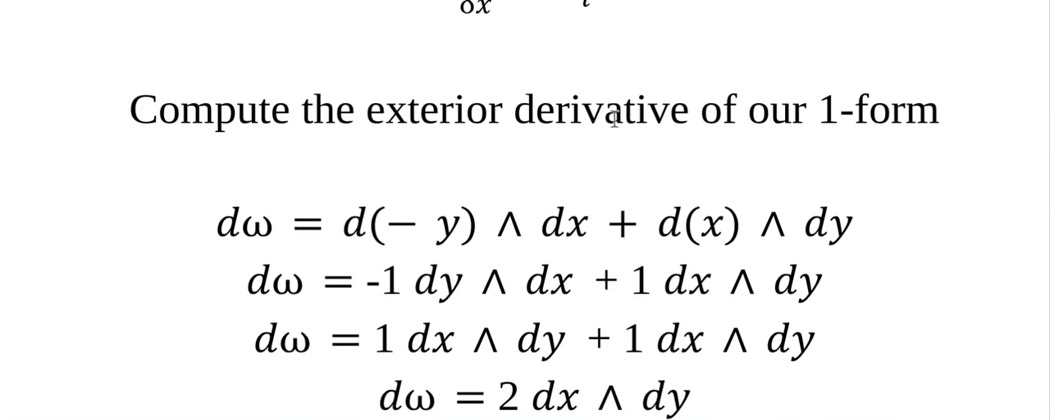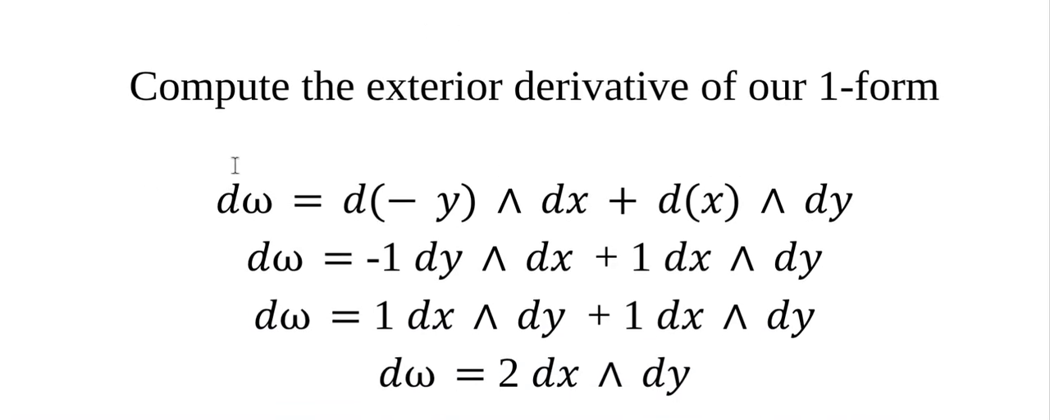So here is the exterior derivative of our 1 form. Remember, you take the exterior derivative of the function wedge dx, exterior derivative of this function wedge dy. Now, when we take this derivative, we have to do it over all of our coordinates. And our coordinates are x and y. So derivative of that with respect to x is 0, derivative of that with respect to y is minus 1.